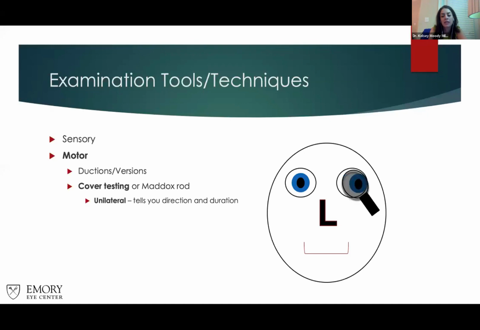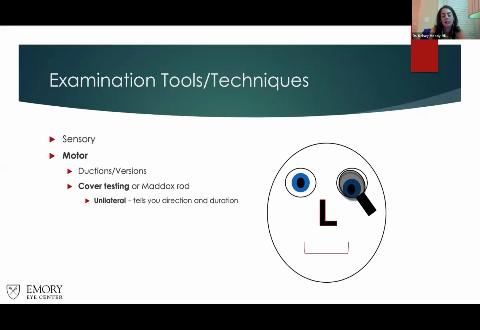Now here I'm covering the eye, and it's naturally resting out. It comes back in to pick up refixation. It moves out, it comes back in to pick up refixation. So this is an exotropia. Same thing here. The eye moves up as it's covered, it comes down, and that's a left hypertropia.